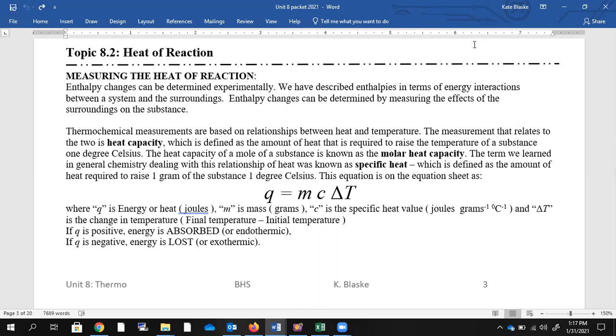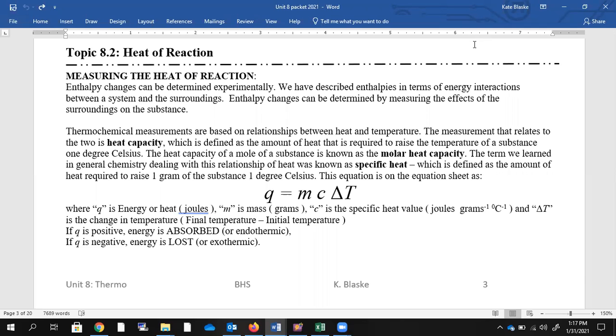Today we are going to smush together two of the topics from Unit 8. We're going to cover topic 8.2 and 8.3. So 8.2, we're talking about heats of reaction. This should be a little bit of review, hopefully, from Gen Chem. It's been a while, so we're going to go back over it.